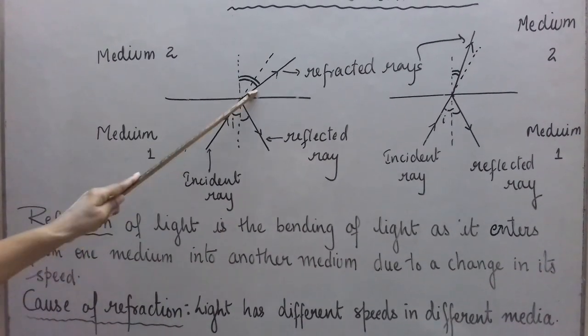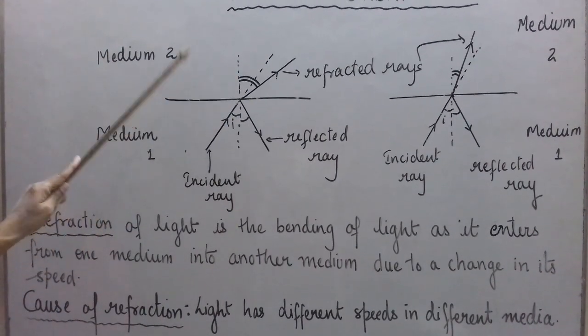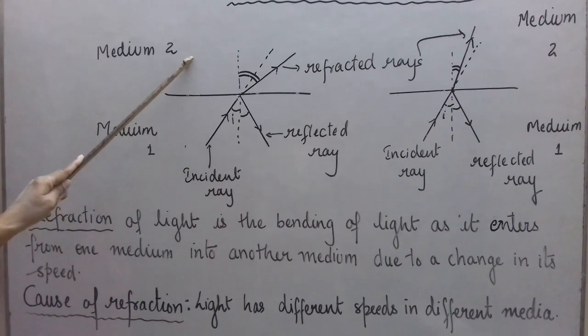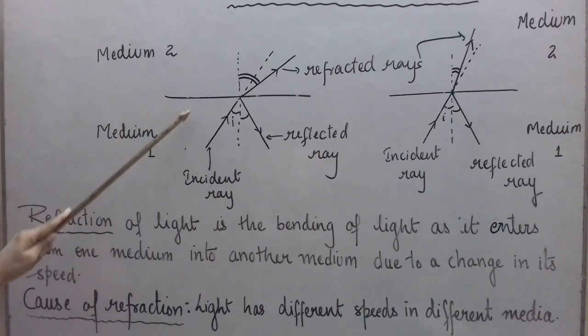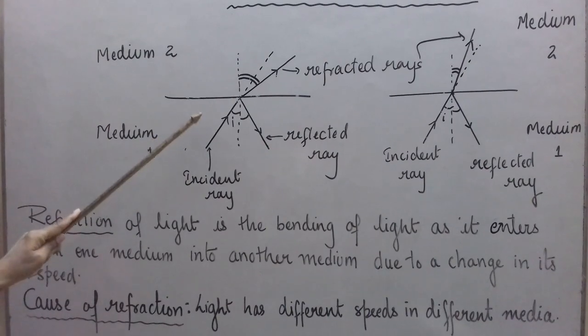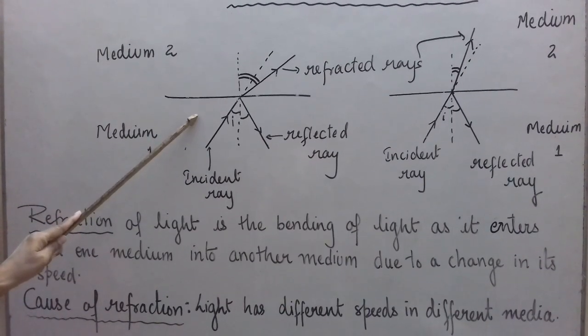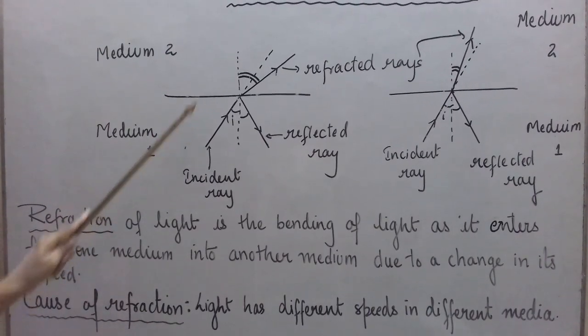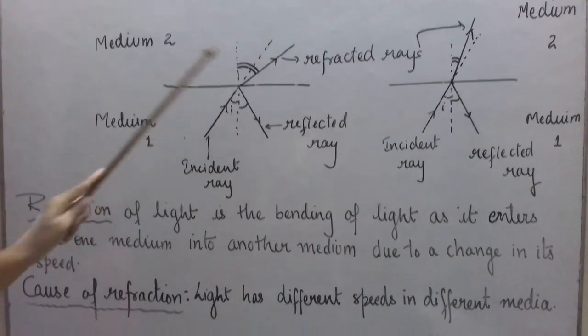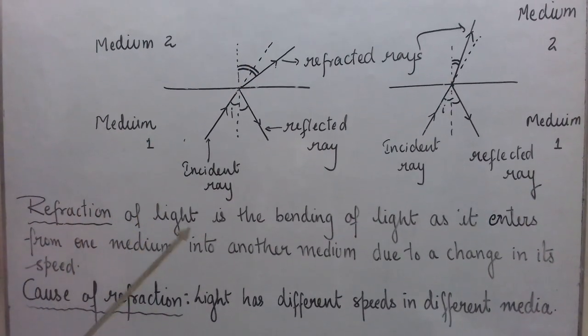Now why does the light bend? Because the medium changes. And what happens when the medium changes? The speed of light changes, as I have told you before. The speed of light is different in different media. So the cause of this bending, the cause of this refraction, is the change in speed of light.